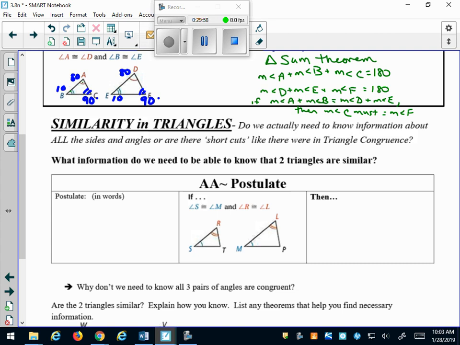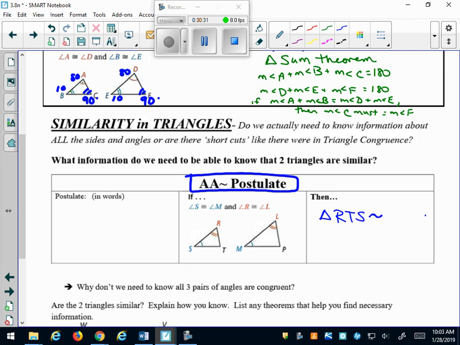What do you suppose this is going to say? The hint is in the middle here. If S is congruent to M and R is congruent to L, then what do you think we're going to conclude here? Okay, well that was the third angles theorem. This is the AA postulate. What are we trying to prove here? And the triangles are similar, right? So triangle RTS is similar to, little squiggle, triangle LPM. You've got to watch your order. Good.